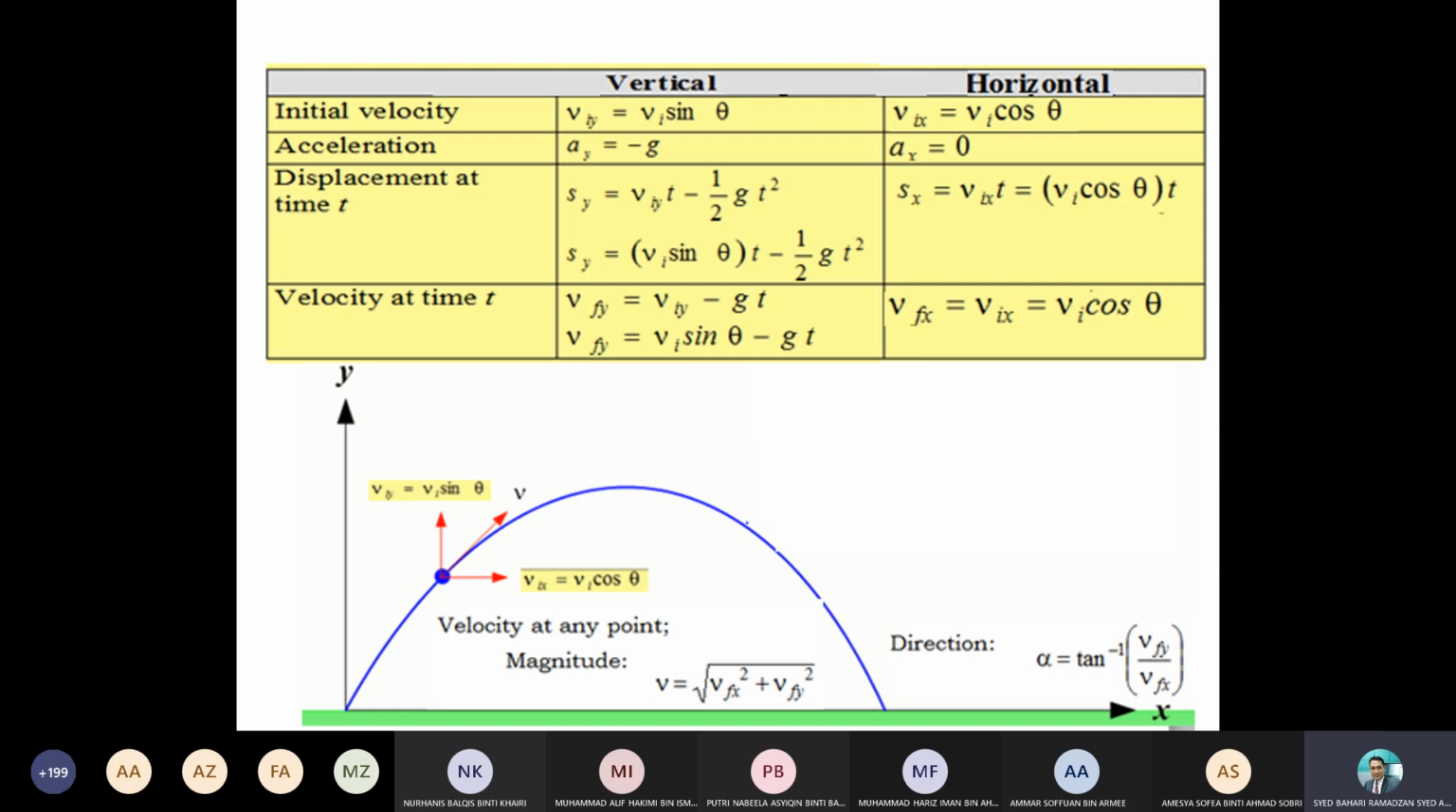So when you have the v, for example 50 meters per second, then what is the direction, 50 degrees or 30 degrees? This we will also discuss in the exercise later.